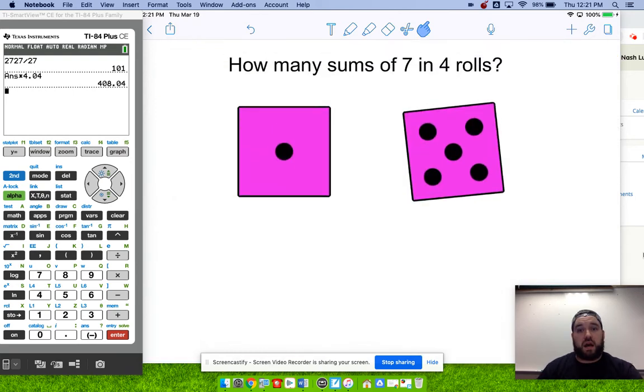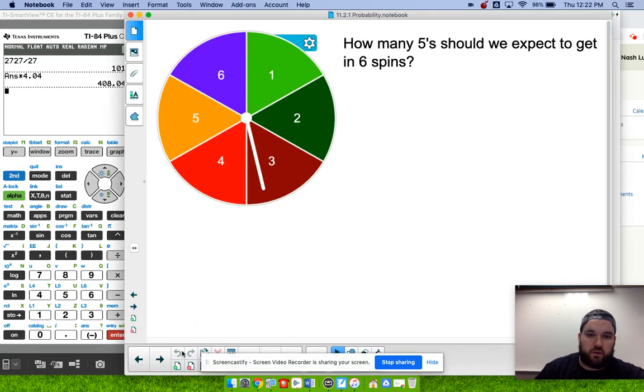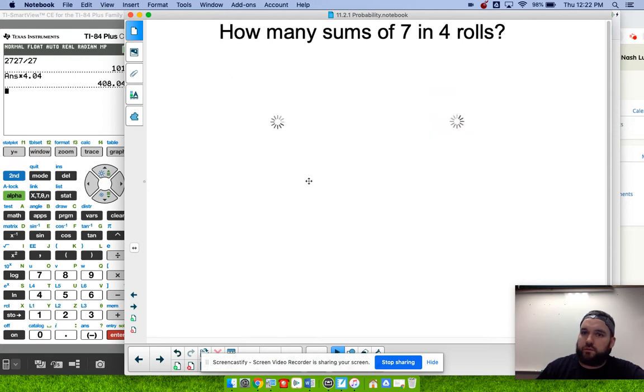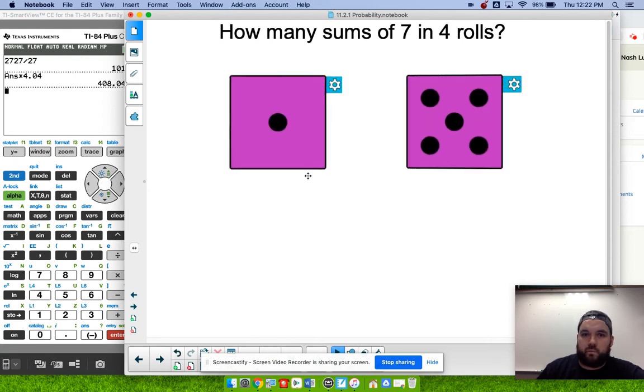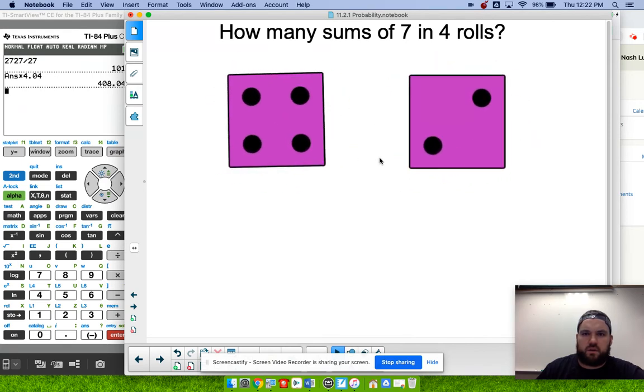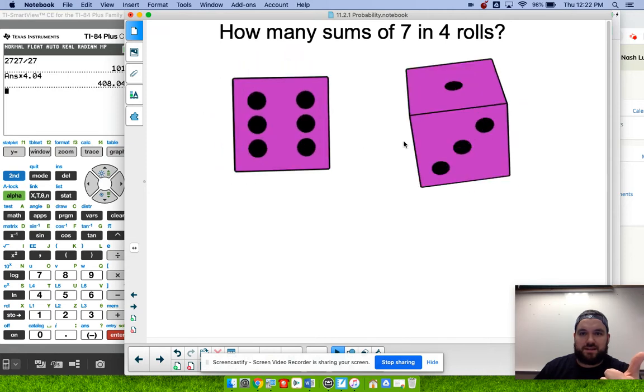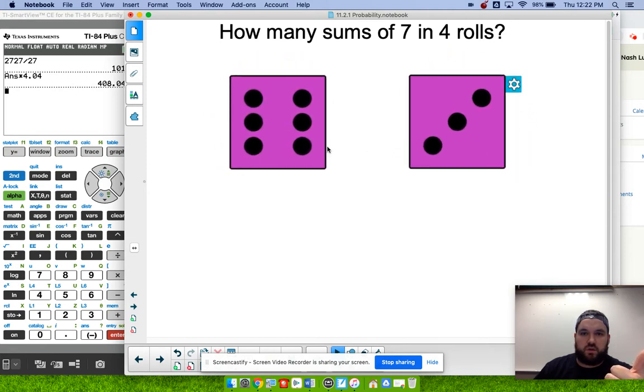If I roll 2 dice, how many times will I get a sum of 7 if I roll 4 times? Again, I'm going to use the actual simulation. Let's do this real quick. Okay, so there's one spin. Well, let's not count that one because I think it's the same thing. So spin number 1, I got a 6. Spin number 2, I get a 9.